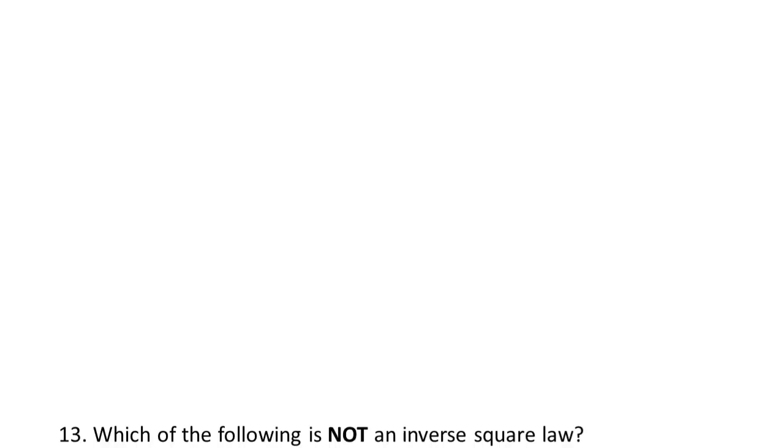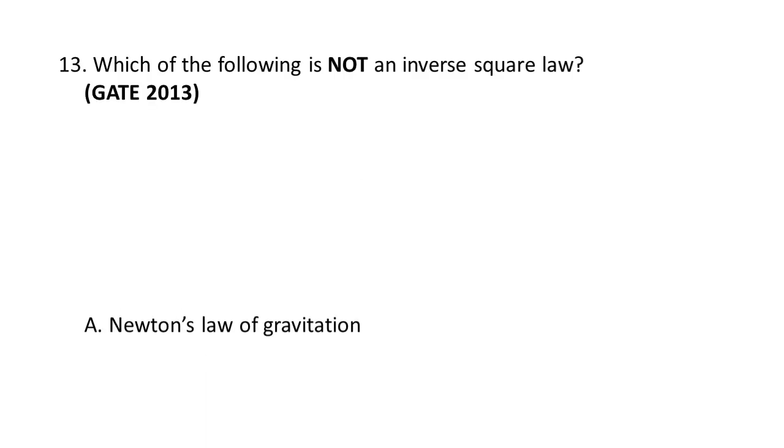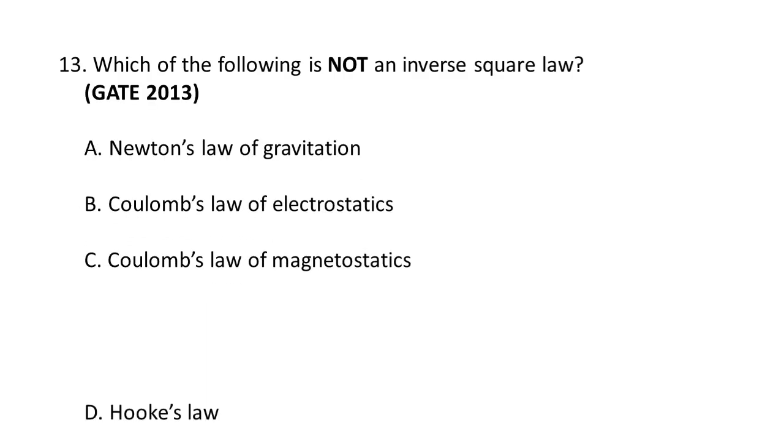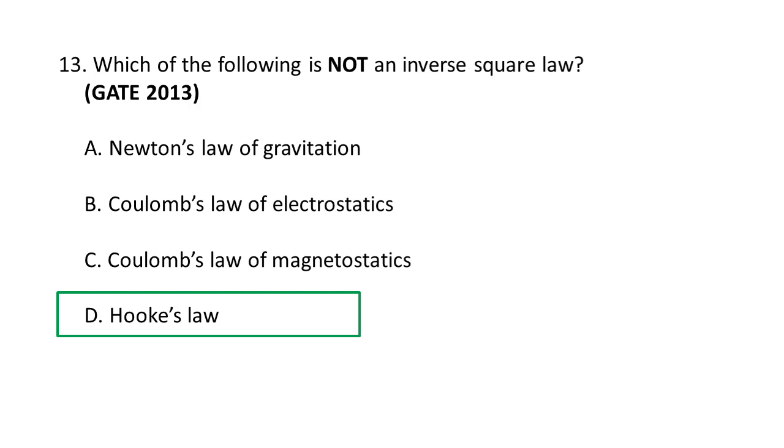Next question. Which of the following is not an inverse square law? A. Newton's law of gravitation. B. Coulomb's law of electrostatics. C. Coulomb's law of magnetostatics, and D. Hooke's law. So, which is not an inverse square law? Hooke's law is not an inverse square law, whereas all the other things are inverse square laws.